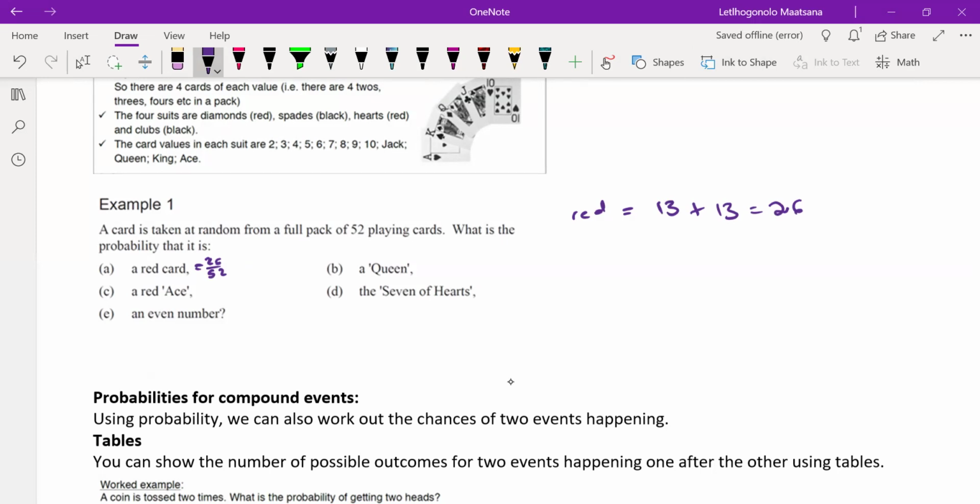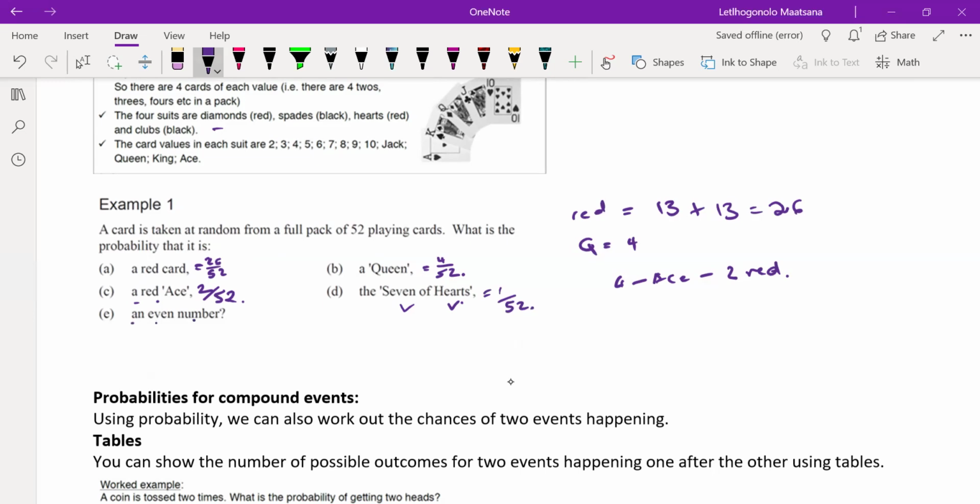B, it is a queen. In our cards, we have 4 queens, each belonging to the 4 suits. So the probability here would be 4 over 52. C, a red ace. With aces, we have 4 aces in total, but only 2 are red. So there are 2 possible outcomes. That would be 2 over 52. D, the 7 of hearts, very specific on the number and the suit. There's only 1 card that matches that. So that will be 1 out of 52.